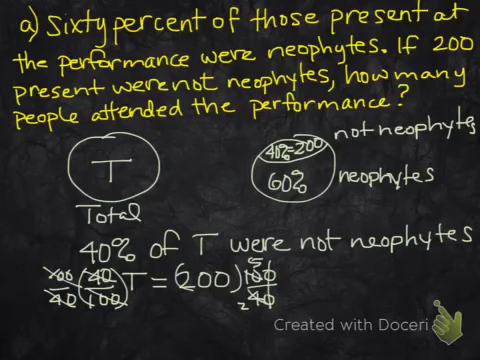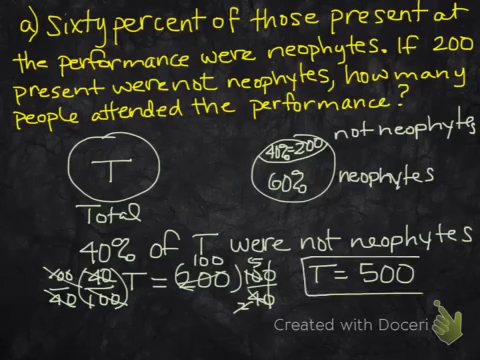we see that 2 goes into 4 twice, and it goes into 10 5 times, and then 2 goes into 200, of course, 100 times. So our total ends up being 500. So 500 people is the solution.